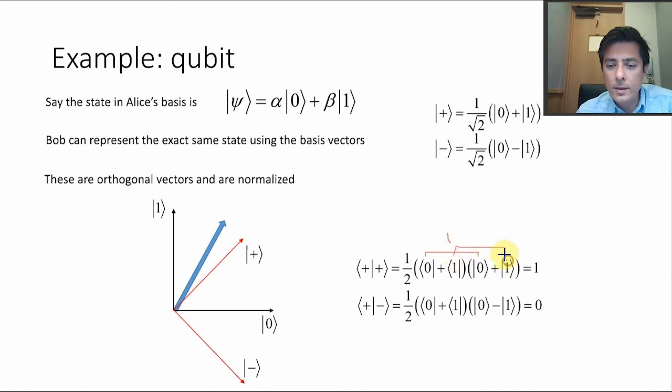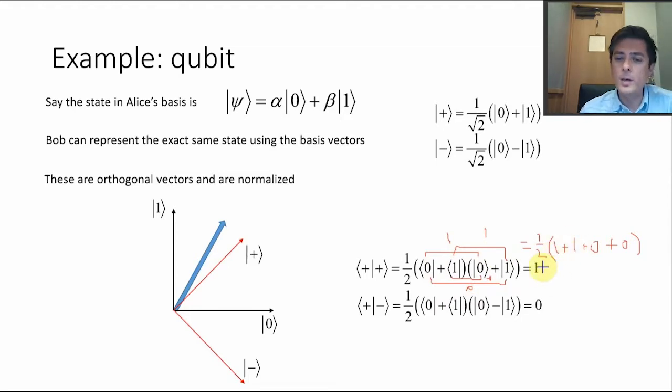1 and 1 will also give 1. The 0 and the 1 combination will give 0, and the 1 and the 0 will also give 0. So this thing would actually be equal to 1/2 of basically 1 plus 1 plus 0 plus 0. Well, these are the four terms when you expand this. And so 1 plus 1 divided by 2 is 1. Okay, so it's normalized.